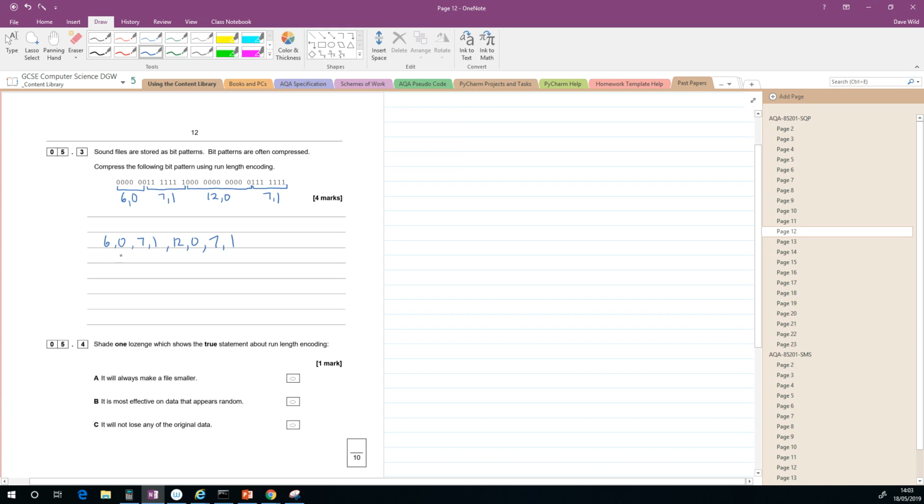Now the only problem here is that we don't 100% know, if we didn't put the commas in, whether we must put commas in there, because if we put 6 zeros followed by 7 ones followed by 12 zeros followed by 7 ones, we don't know whether that's 607 ones followed by 1,207 ones. We don't know that.